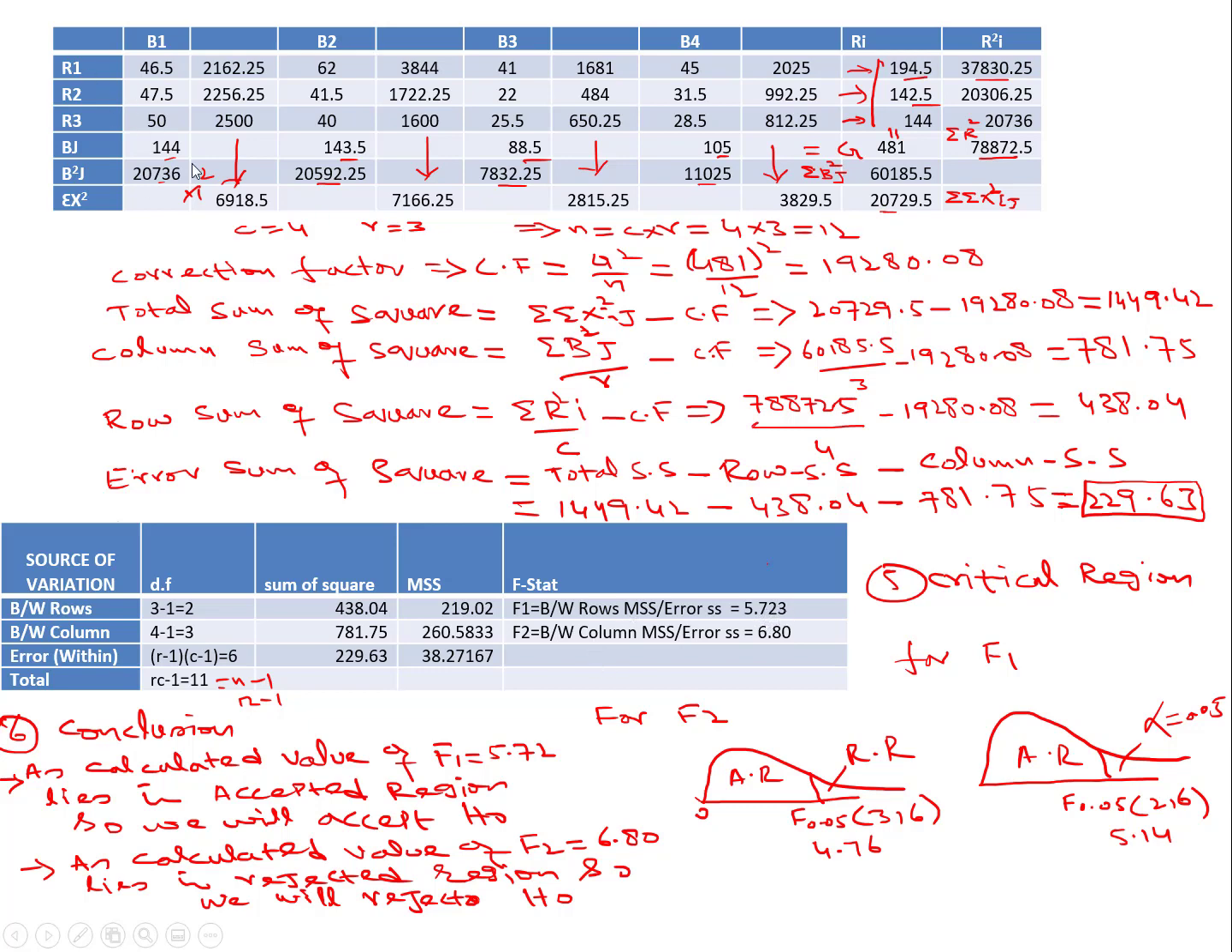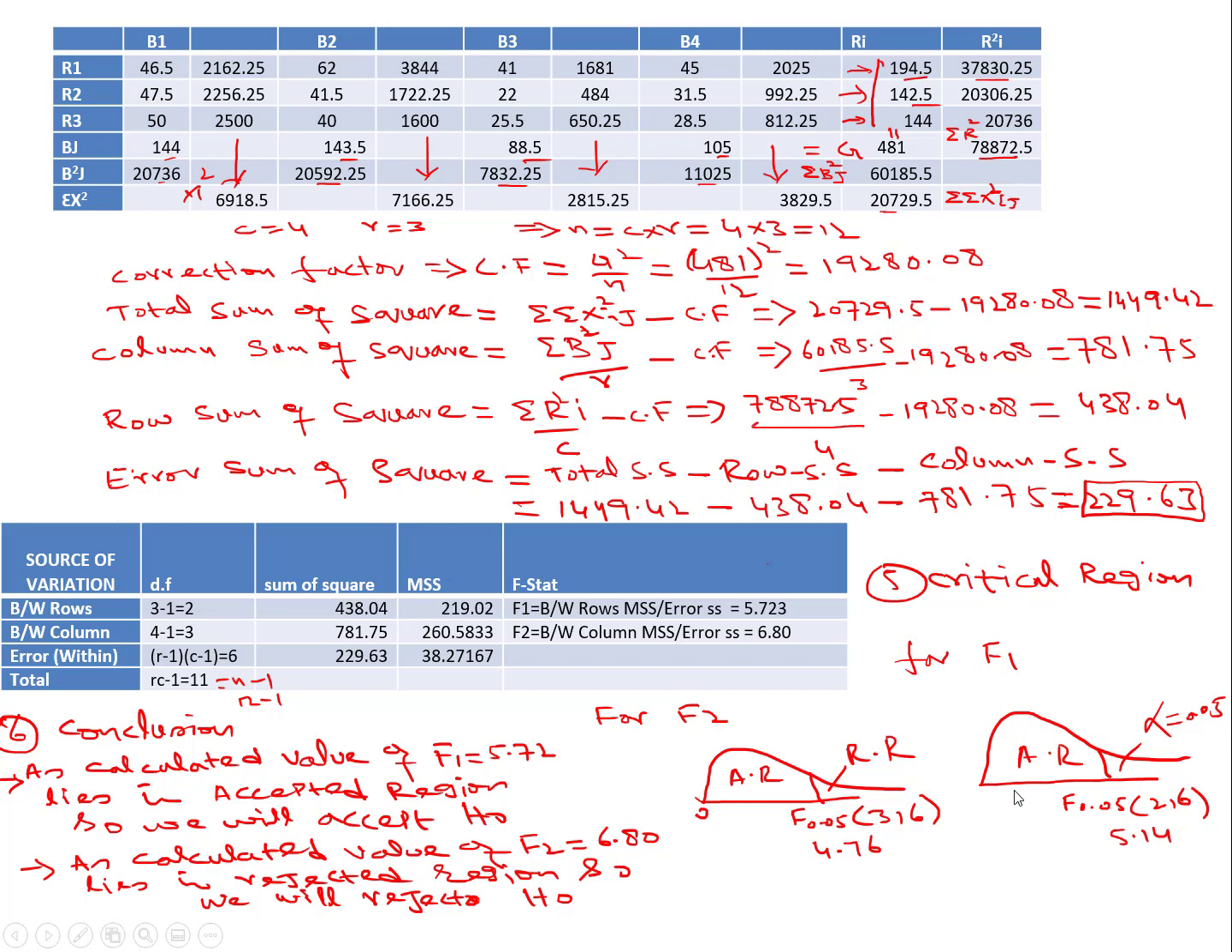The second one is the column independent variable. So the between column mean sum of squares is 260 divided by the error mean square, which is 38.27. So this is 6.80. Now we have already calculated this is F1 and this is F2. Now we need to construct a critical region.